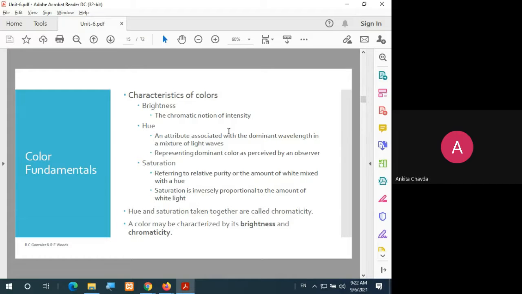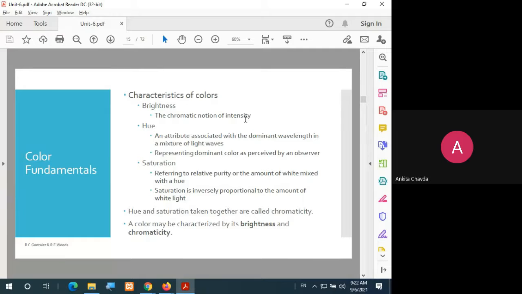So what is brightness? That is the chromatic notion of intensity. Intensity is your brightness in color image processing. Then what is hue? Hue is an attribute associated with the dominant wavelength in a mixture of light waves, representing the dominant color as perceived by an observer. So that is hue, the dominant single color. Either it is red or green or blue or violet, whatever the color is, that is hue.